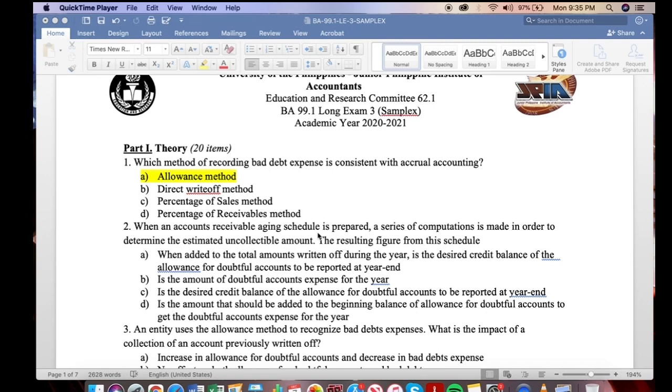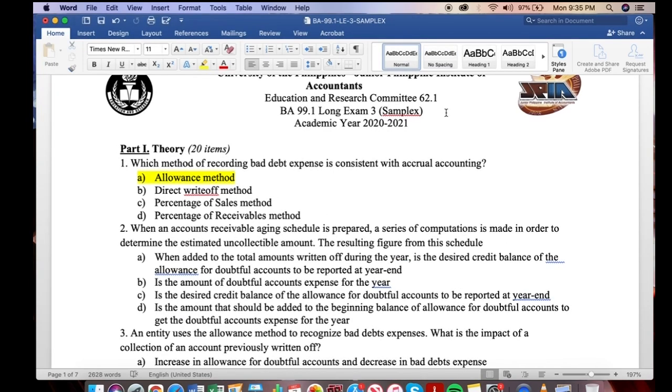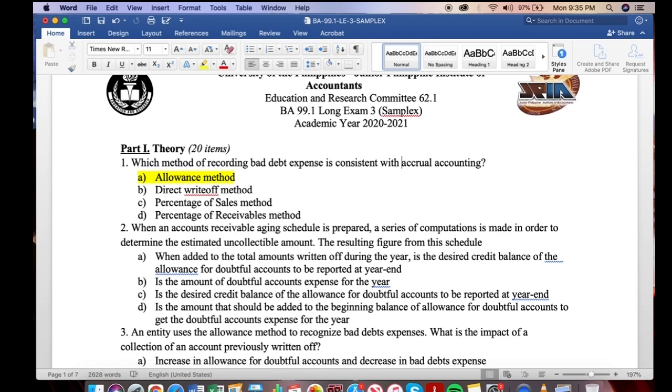Allowance method. So, why is it consistent with accrual accounting? Because when we use the allowance method, we use ADA in recognizing. The purpose of the allowance method is to recognize bad debts expense already, even without an actual write-off or actual default by the customers. Why? Because that's the rule. The allowance method tries to match the sales and the bad debts. So in the period where you have sales, that's when you recognize your bad debts, even without actual default of customers. So the answer is letter A, allowance method.